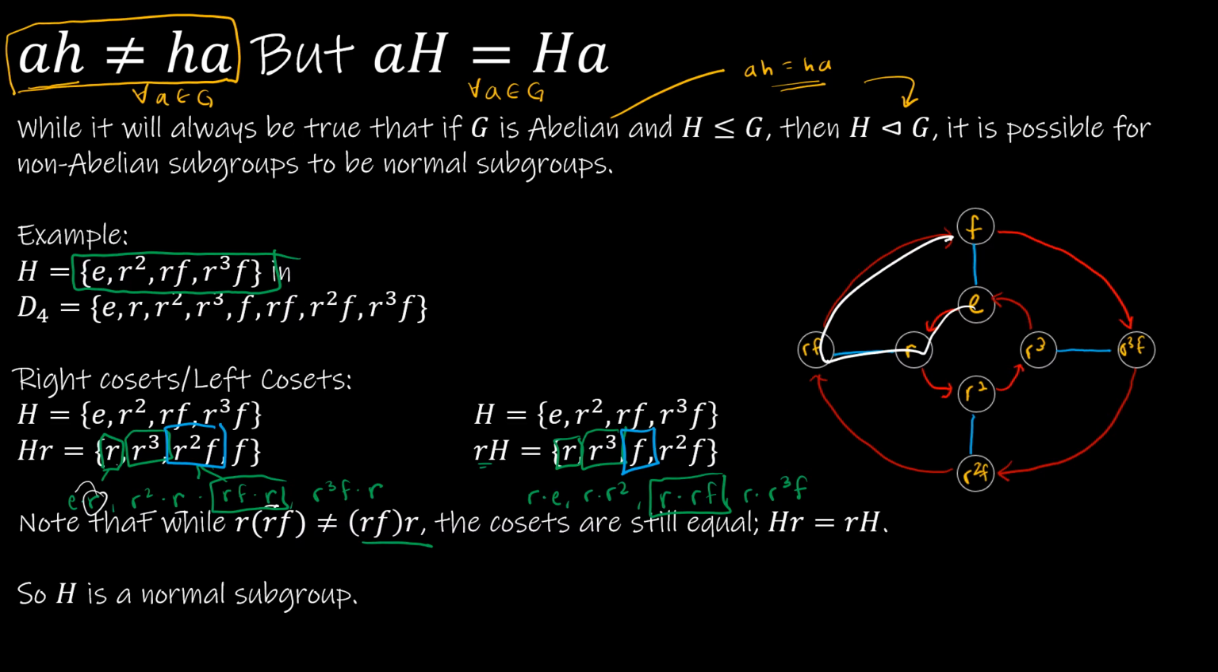However, when I look at the next elements, r cubed f times r and r times r cubed f, again, those elements are not the same, but if you'll notice, those cosets are the same. So we can see that even though rf was not equal to rfr, we still have that hr is equal to rh, or the left and right cosets are equal to one another, and therefore H is a normal subgroup.